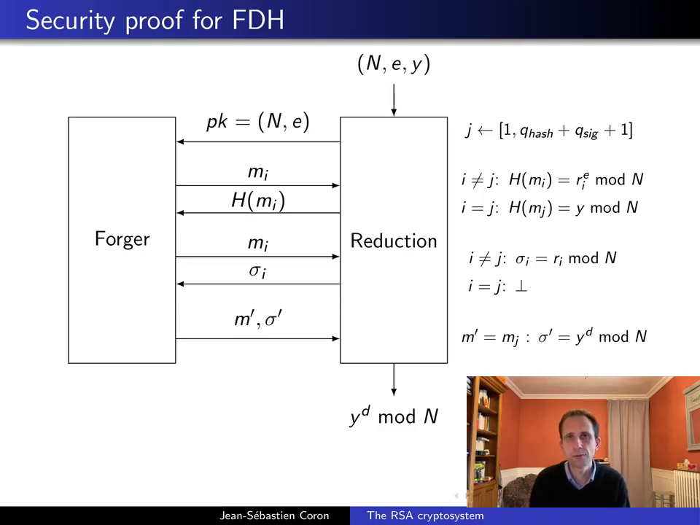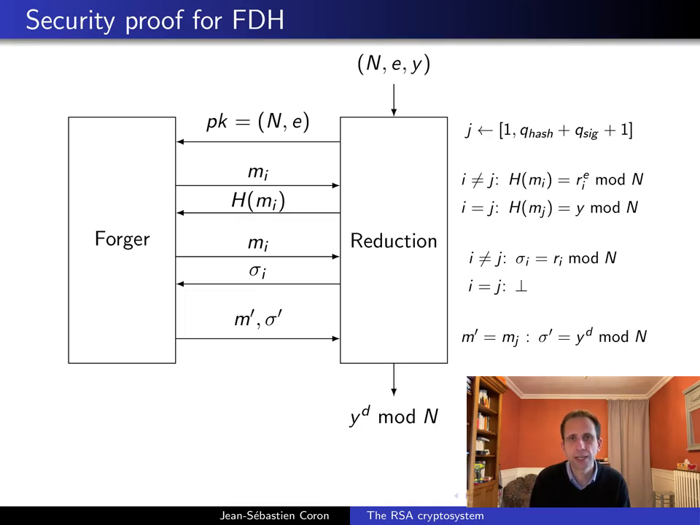So I'm going to describe in more detail the security proof for the specific scheme, full domain hash. Initially, our reduction receives as input the challenge n, e, and y, and our goal eventually is to compute y to the d modulo n after interacting with the forger. So our goal is to use the forger in a clever way in order to solve this RSA challenge. For this, we proceed as follows.